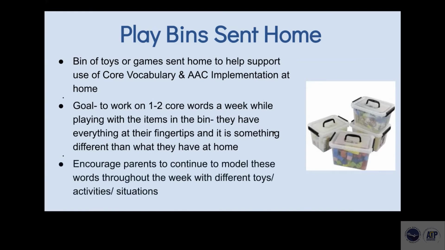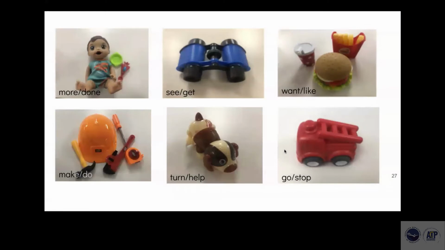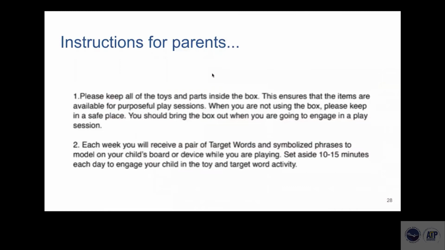So we encourage parents to continue to model these words throughout the week, then with different toys and activities and situations. So once they get comfortable and they're playing with their play bins, we teach them how to then generalize that modeling and interaction. So here are some examples of our early childhood bins and the words that we target with those items. So for example, the baby, we're having parents target the words more and done. With the binoculars, see and get. And these are just items that we purchased on Amazon, and we have tons of bins for us to give out to parents. And then we provide instructions for the parents.